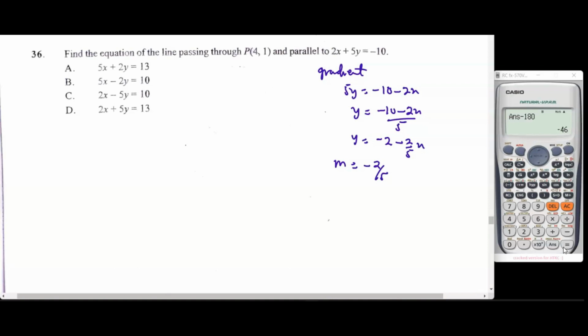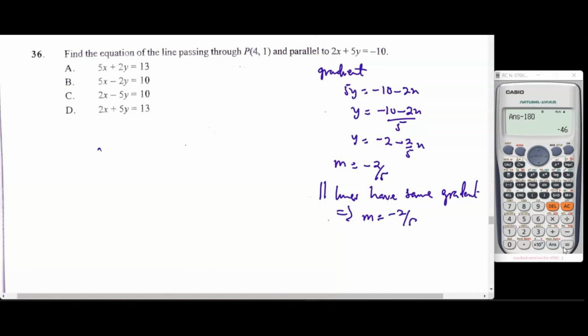So it says we should find the equation of the line passing through the point P and parallel to the line there. It means if the two lines are parallel, they have the same gradient. So parallel lines have the same gradient. Therefore, my gradient for the new line that I'm looking for is still going to be negative 2 on 5.